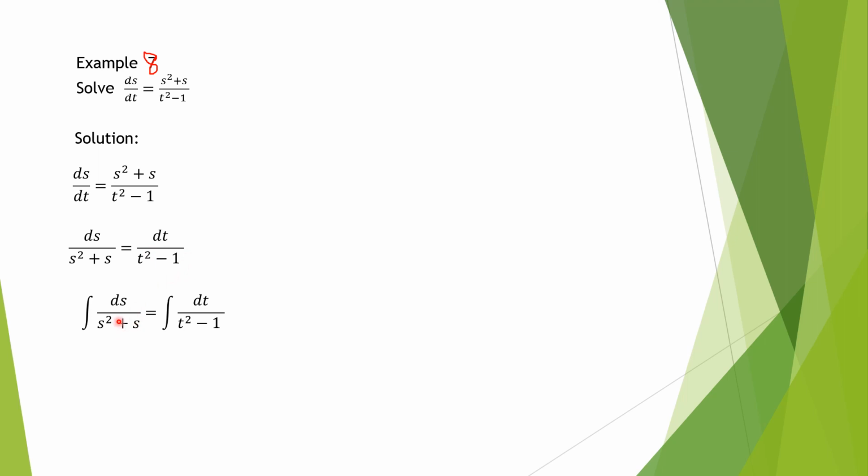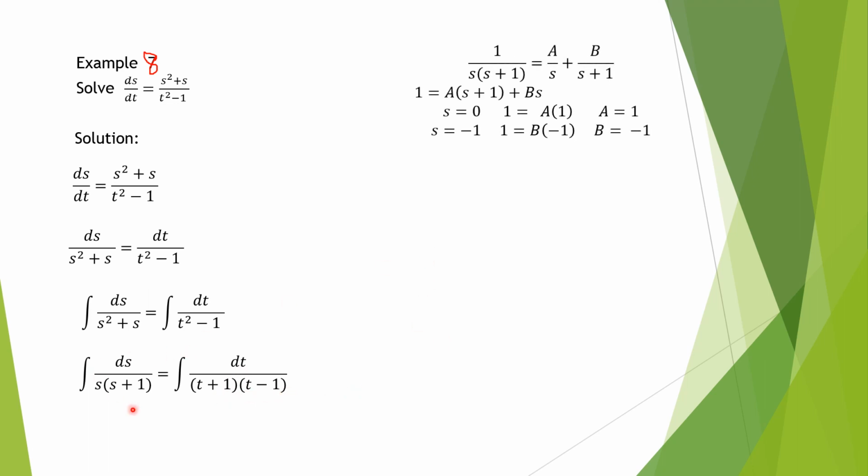So notice that these are not simple integrations, because this would require integration using partial fractions. You can factor s squared plus s as s times s plus 1, so we have ds over s times s plus 1 equals dt over t plus 1 times t minus 1. Now, I need this integral there, so I use partial fractions here.